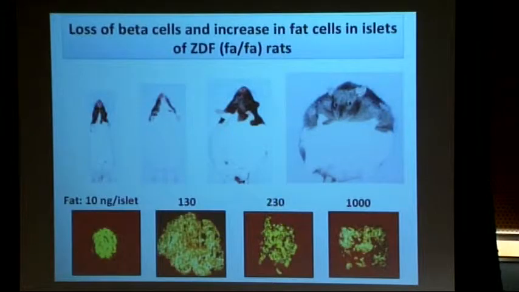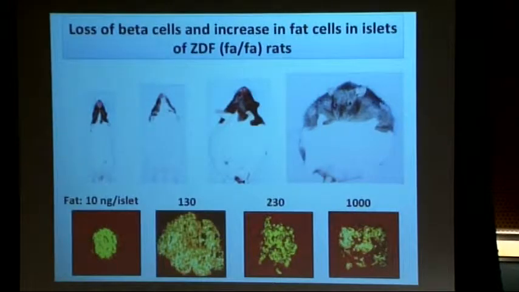And I don't know if the lights are too bright, but you can see here's his left and his right sides. This is the fat content per pancreatic islet. And as that increases, pancreatic beta cells die. But initially, there's an increase in the number of beta cells to cope with the increased carbohydrate load.